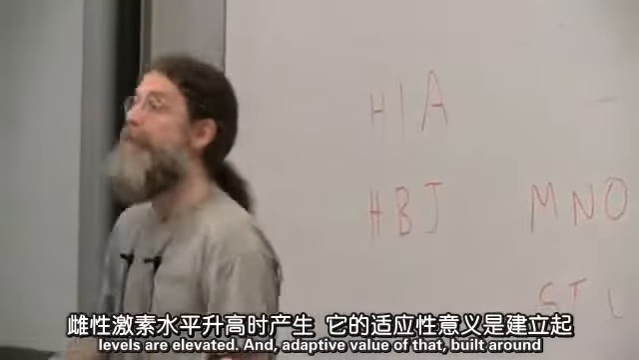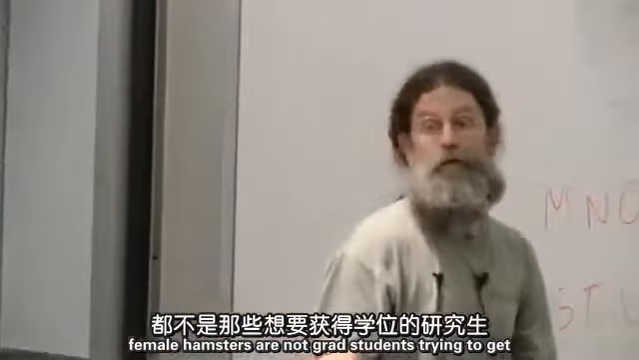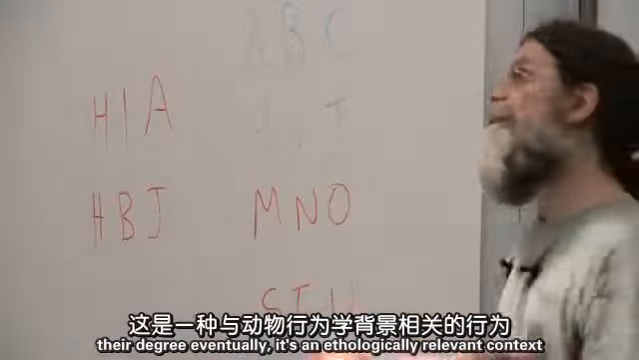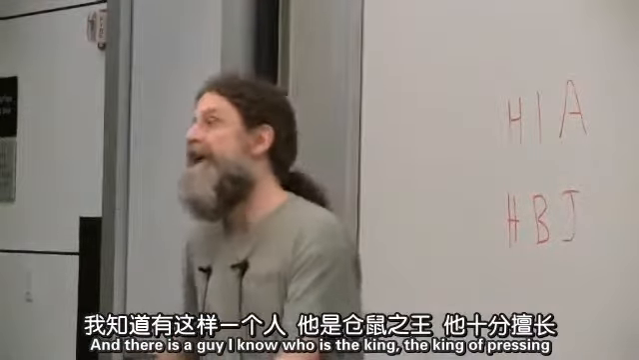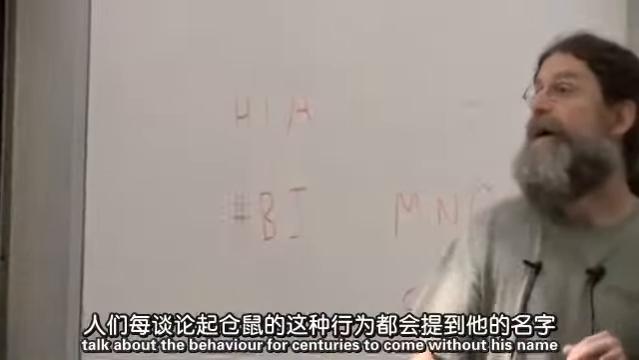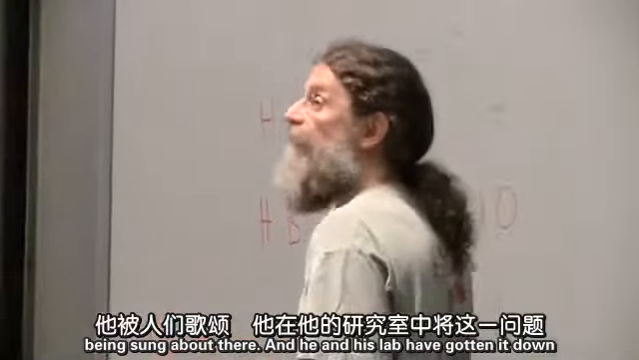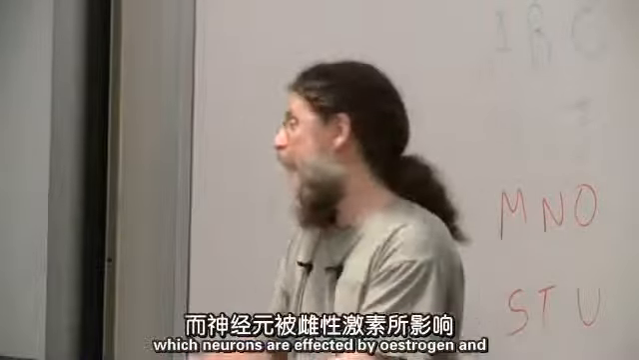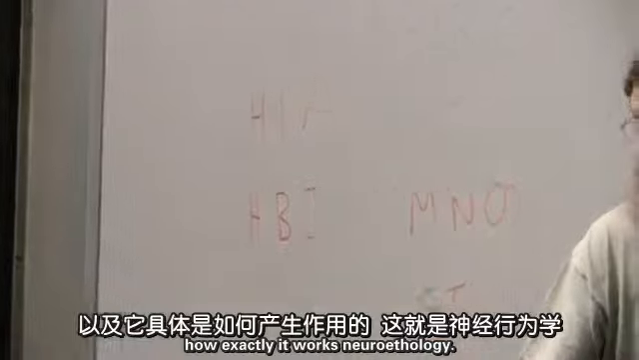The adaptive value of that is built around the fact that most things pressing on the rear end of female hamsters are not grad students trying to get their degree eventually. It's an ethologically relevant context, part of the mating courtship display. There is a guy I know who is the king of pressing on the rear end of female hamsters. People will not be able to talk about the behavior for centuries to come without his name being sung about there. He and his lab have gotten it down to the individual neurons in the whole reflex pathway, and which neurons are affected by estrogen and how exactly it works. Neuroethology.